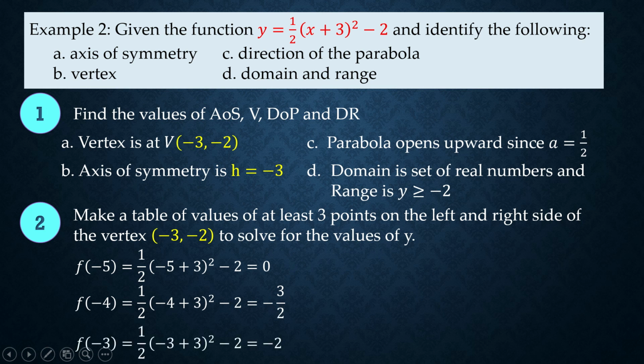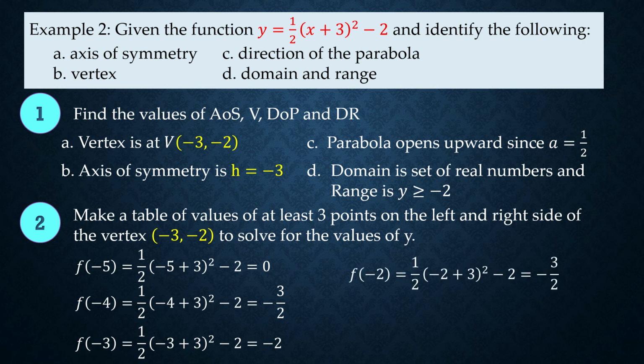Next, if x is negative 3, that is equivalent to 1/2 times negative 3 plus 3, then squared, minus 2. What is negative 3 plus 3? That is exactly 0. Then, what is the square of 0? 0 times 0 is 0. Then, 0 times 1/2 is still 0. So 1/2 times this squared binomial is totally 0. So 0 minus 2 is negative 2.